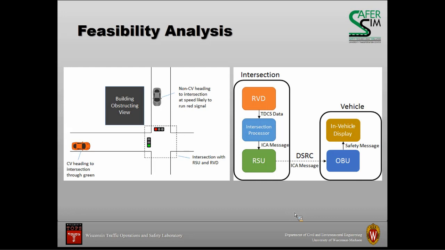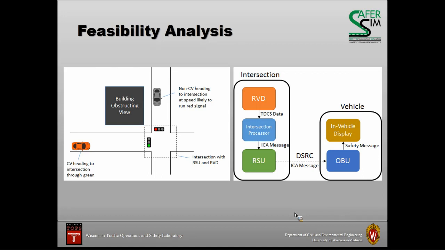And then the algorithm running on the intersection processor determines if the vehicle is in a state where the red light signal is likely to be violated. An intersection collision avoidance (ICA) message is developed and provided to the roadside unit for transmission. The RSU transmits a message frame, including the ICA message, to onboard units in range.